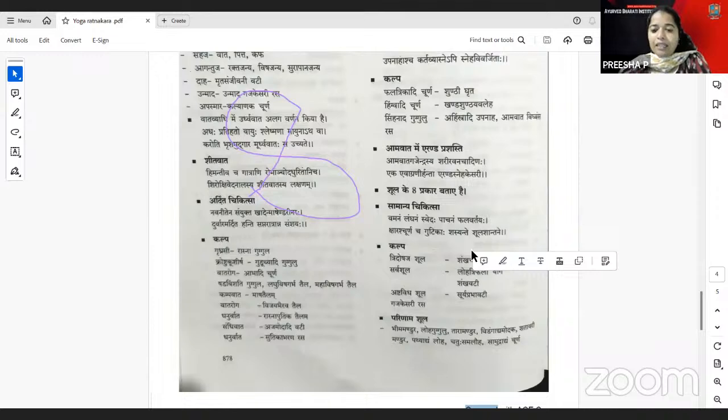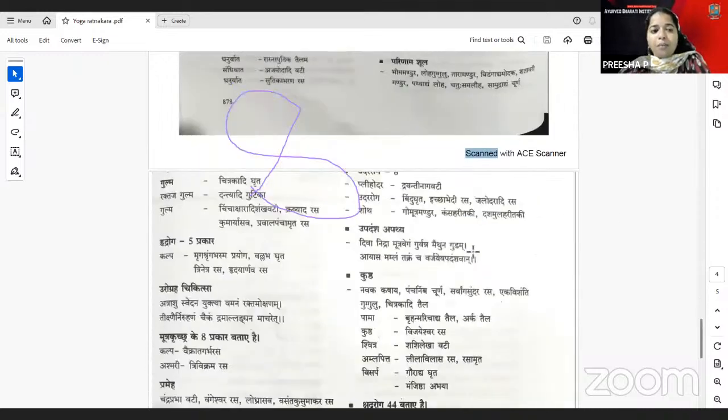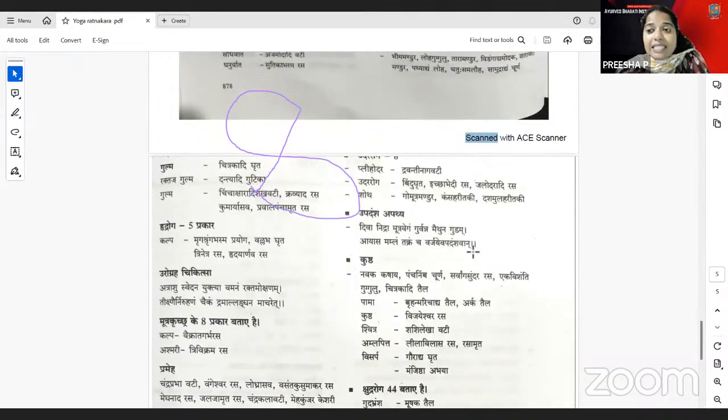Okay. Then we are going to the other part, which is about the Gulma. The Gulma, it is Chitragadi Ghrita and Dandyadi Gutika with the Chinjak Sharadi Shangavati and Kravyada Rasa, Kumaryasava and Pravala Panchamrita Rasa. You have the Hridroga, which is about 5 types. Like for the Kalpa, it is Mrigashringa Bhasma and Vallabha Ghrita. Hridayarnava Rasa. Okay. Hridayarnava Rasa, that word itself just means it is for the heart disease.